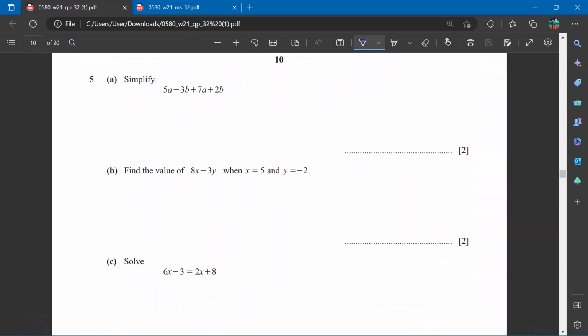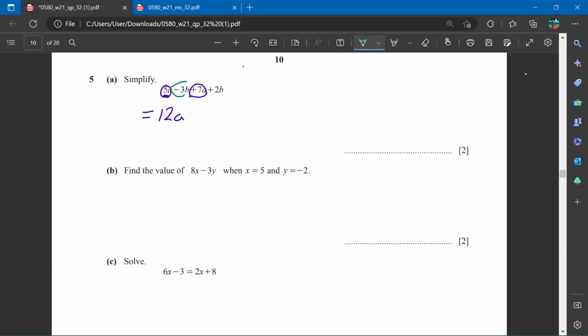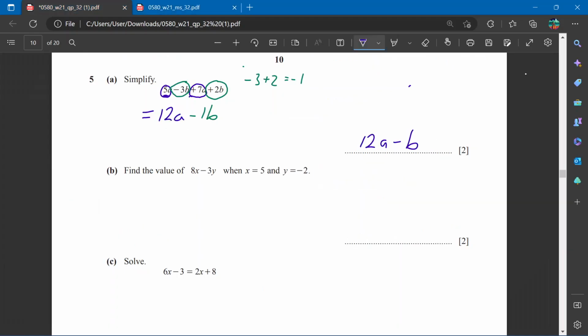Okay, question 5, and here we need to collect like terms. So we got the 5a plus the 7a, that plus is with the 7a. So 5a plus 7a is 12a. And then here we got a negative 3b plus 2b. So minus 3 plus 2, of course, is minus 1. So this will be minus 1b. Okay. You don't have to put that 1. You can just write 12a minus b. Okay, 12a minus b. Right.